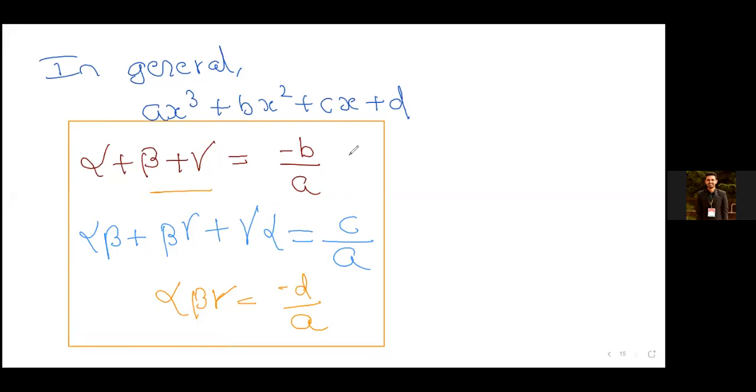The first one is alpha plus beta plus gamma is equal to minus b by a. Second one is alpha into beta plus beta into gamma plus gamma into alpha, which is equal to c by a. And alpha into beta into gamma is equal to minus d upon a. So this is about the relationship between cubic polynomial and its zeros. Is that clear? Do I need to explain it again, or have you understood? If everybody understood this, we can proceed with some of the exercise problems.